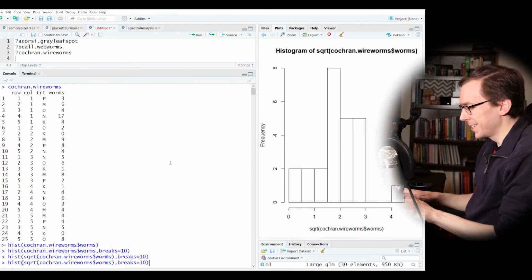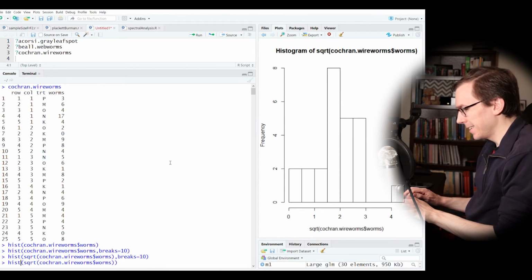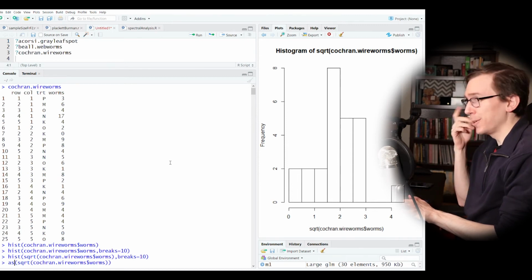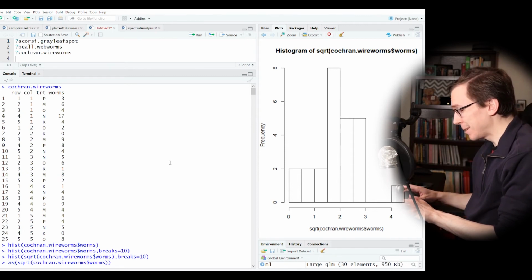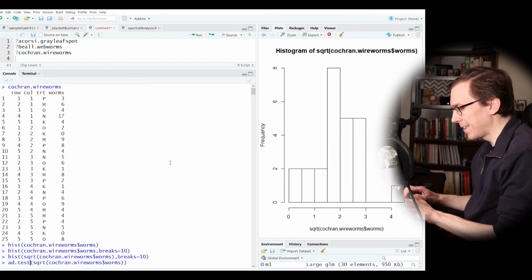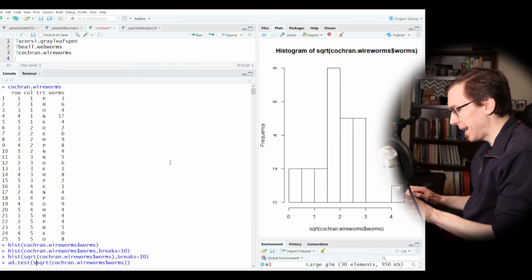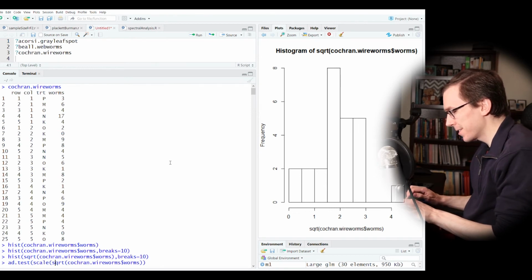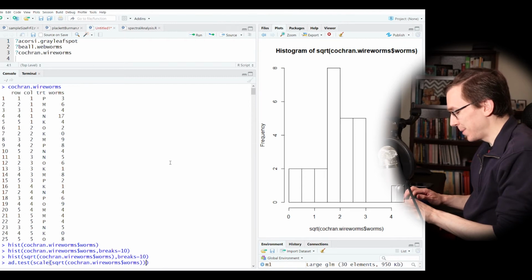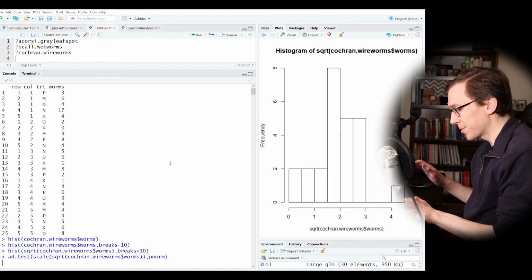So just for fun, why don't we try looking at a goodness of fit test? I'm not going to use Kolmogorov-Smirnov because it's going to yell at me and tell me that I shouldn't have tied values. But we can do this, but we have to scale the whole thing first to standardize it, so that we can then compare it to the standard normal distribution.